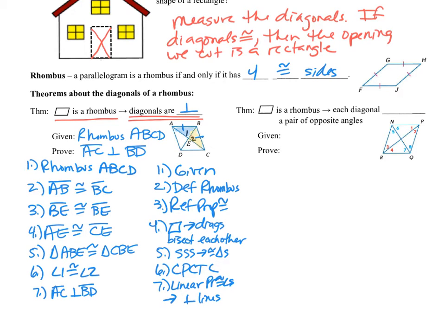All right, so we have now proved that anytime we have a parallelogram that's a rhombus, its diagonals are going to be perpendicular to each other. So let's take a look at the second proof.